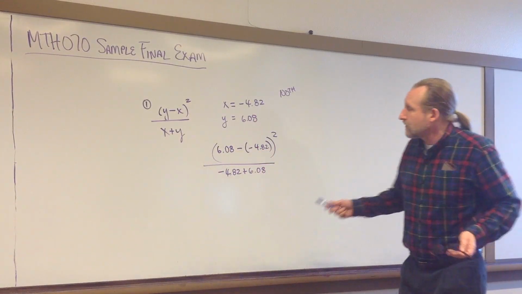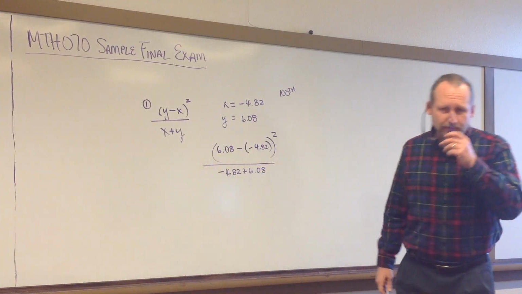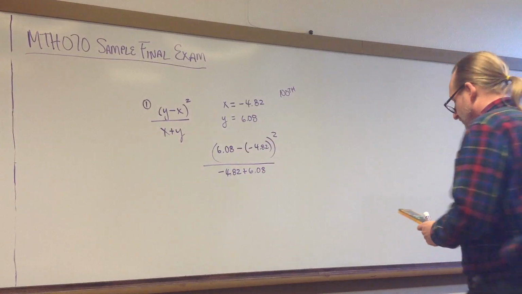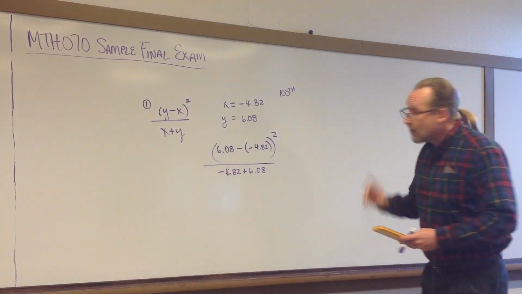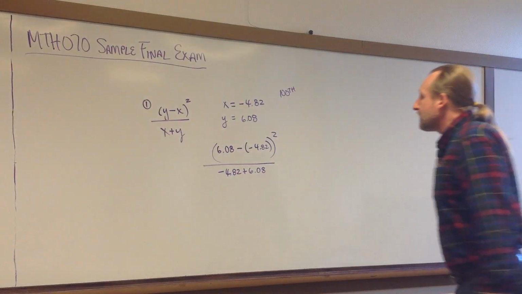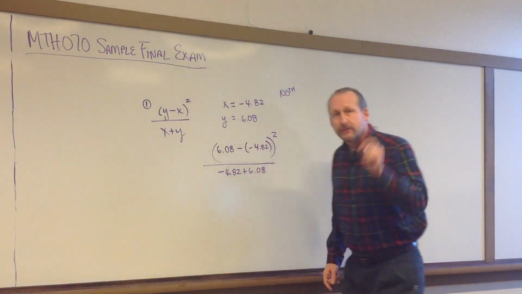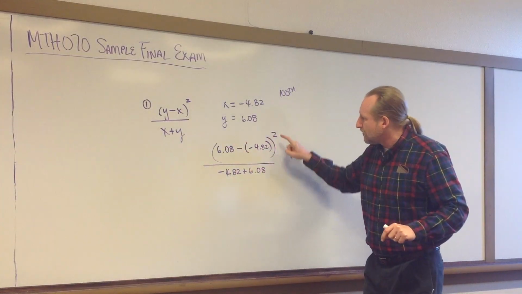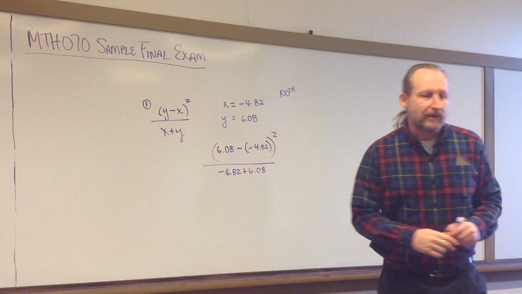You can do it on your calculator as subtracting a negative if you want to. It doesn't really make any difference. It'll come out to be the same value. The other thing I want to point out here is that we need to calculate the value inside the parentheses first. Get that down to a single value and then square that single value.